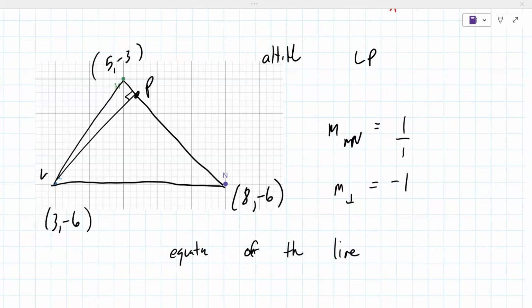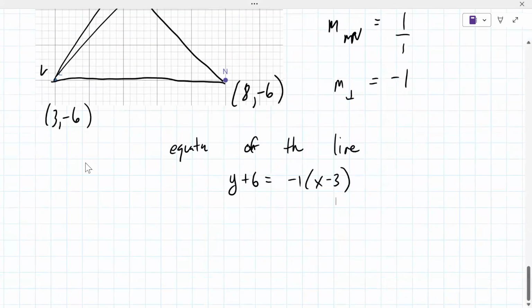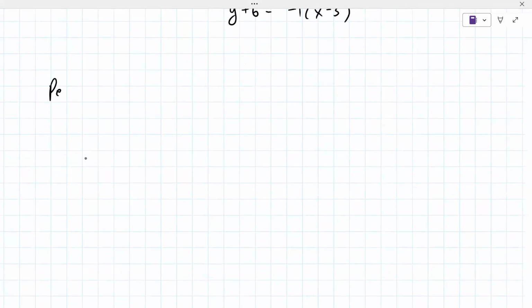Y plus 6 equals -1 times parentheses x minus 3. Good. I feel like you got that down. Let's talk about perpendicular bisectors now.